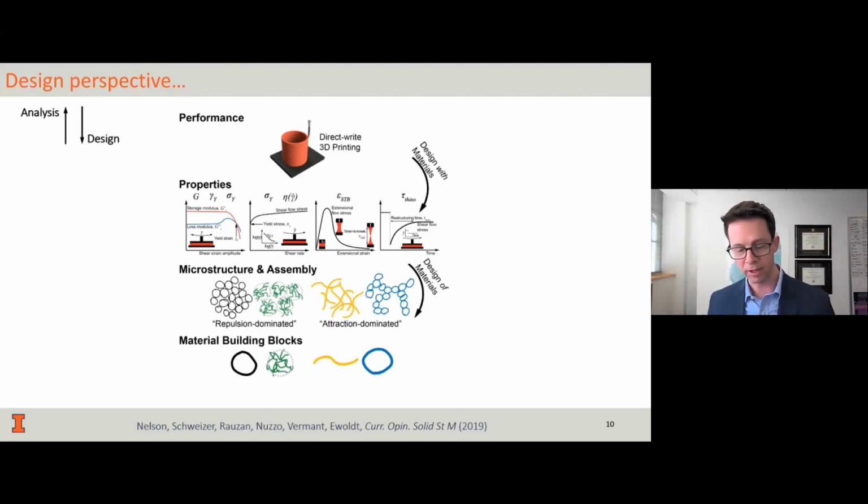I like to break the world up in the following way. If I have some performance objective, like the direct write 3D printing, for example, I might ask what type of properties are actually important to make that happen. That's this top level.